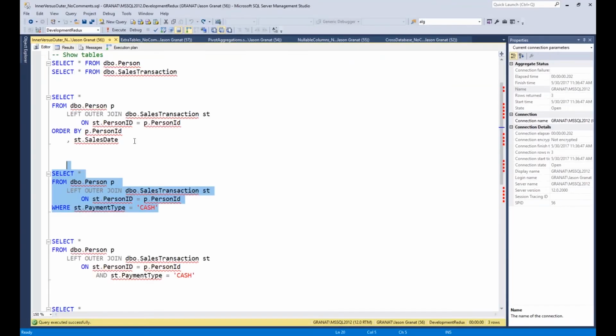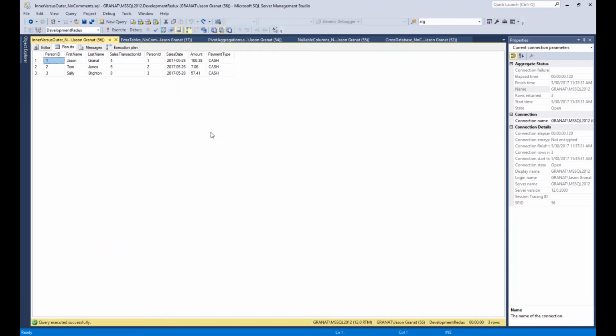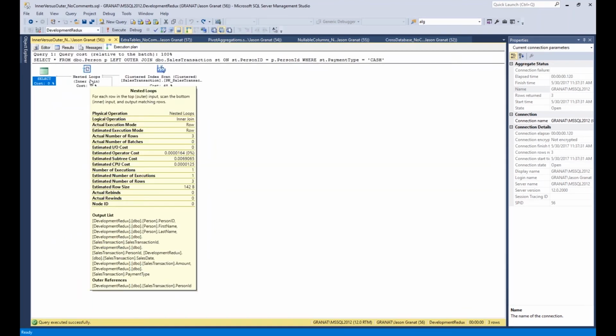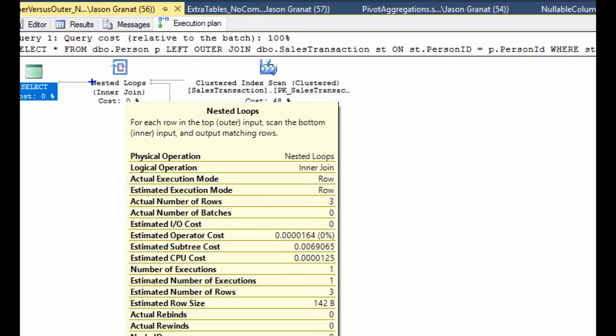But if we think about what this logic is saying when we look at it, if I was someone coming in and looking at this, I'd say, but you told me that you wanted all of the people, regardless of whether they had sales transactions or not, and then you're going to say that you only want things that are cash. So this really isn't a left outer join that we see here, right? This is actually, and you can see that the engine handles this, this is actually an inner join, right?